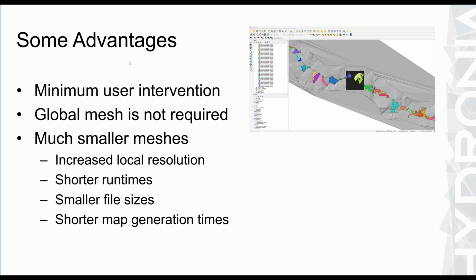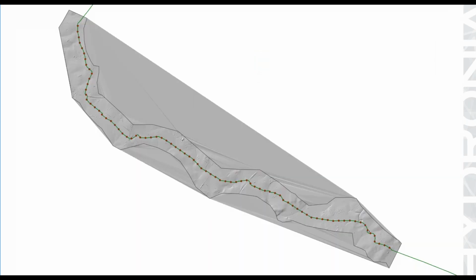So the advantage of this process is that it requires minimum user intervention. The global mesh is not required, and consequently, you will have much smaller meshes with increased local resolution, shorter run times, smaller file sizes, and shorter map generation times. So it's all advantages for this new process.